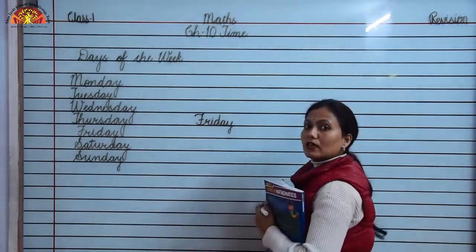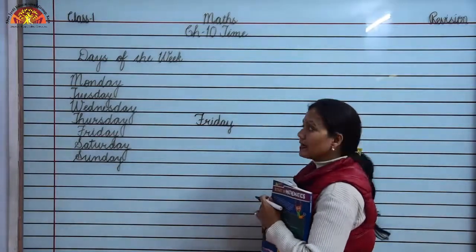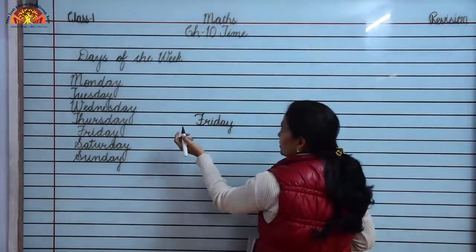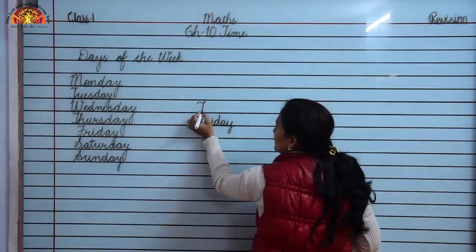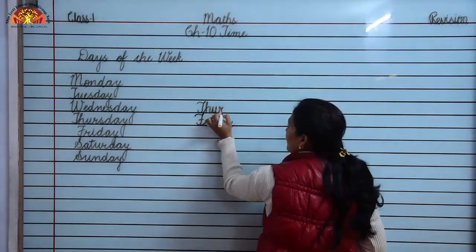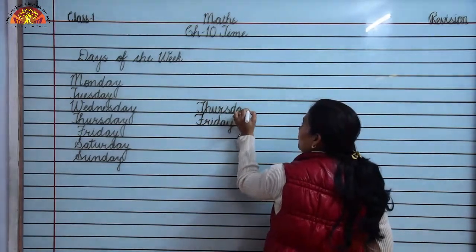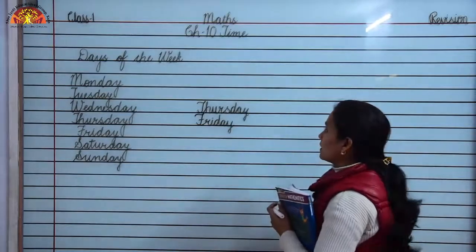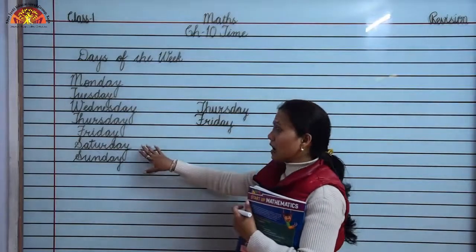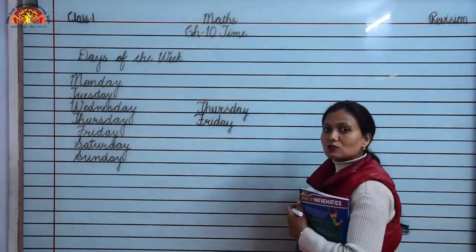Friday. Now if I say which day comes before Friday. So before Friday is, look here, before Friday is Thursday. What is the spelling of Thursday? T H U R S D A Y. Thursday. Now if I say which day comes after Saturday. So after Saturday is Sunday. And what is the spelling of Sunday?